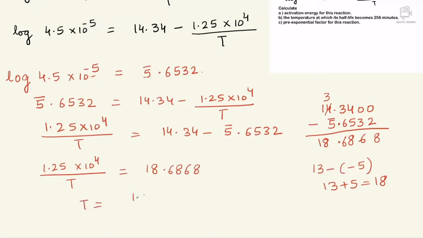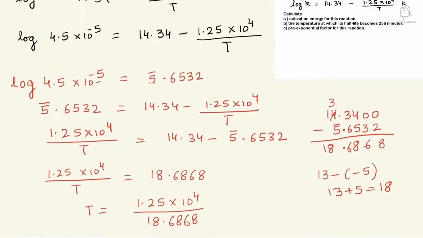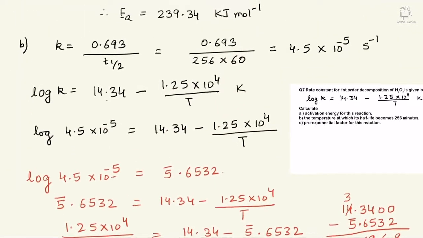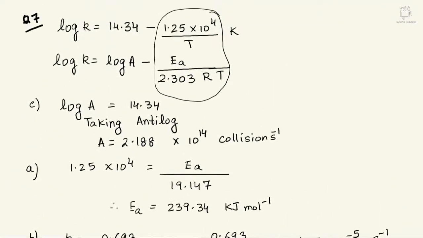You just have to divide 1.25 into 10 to the power 4 by 18.6868. The answer, 668.92 Kelvin, or if we convert it into degrees Celsius, we take away 273 and we get the answer as 395 degrees Celsius. You must pat your back if you've come so far and you are staying relaxed and you are able to understand and you are developing interest in the topic. Well done.